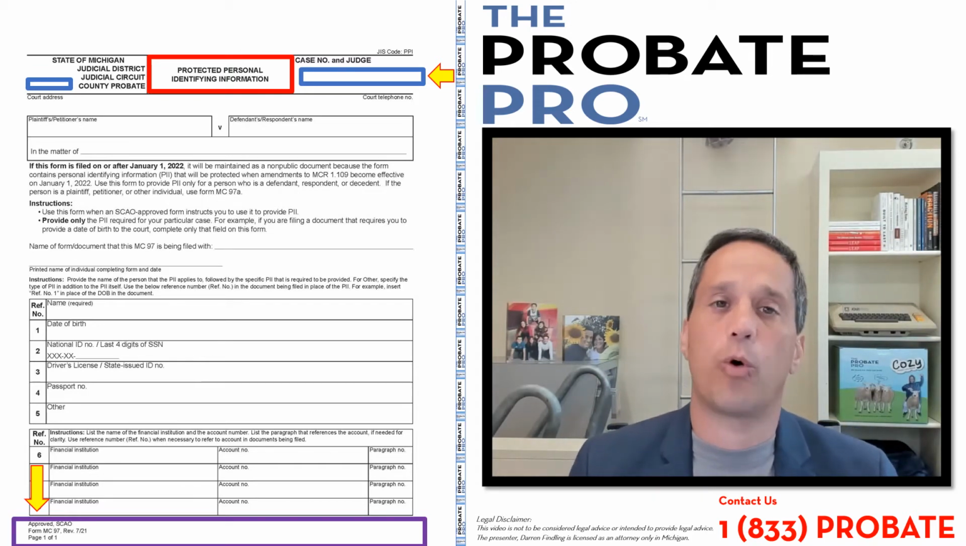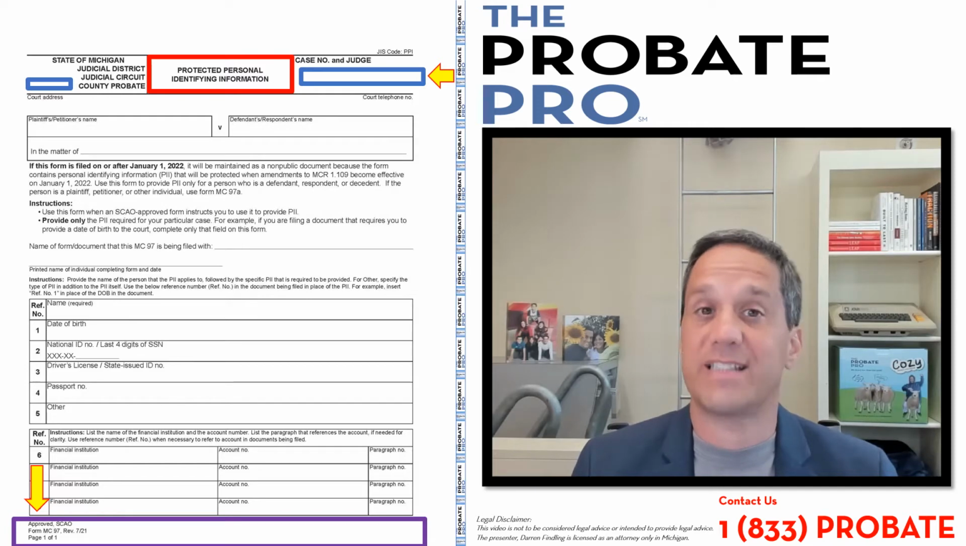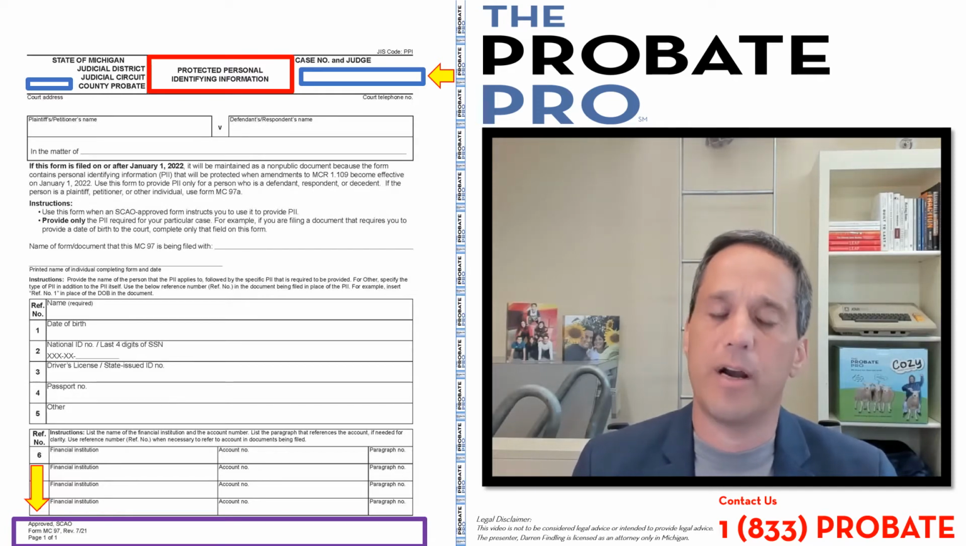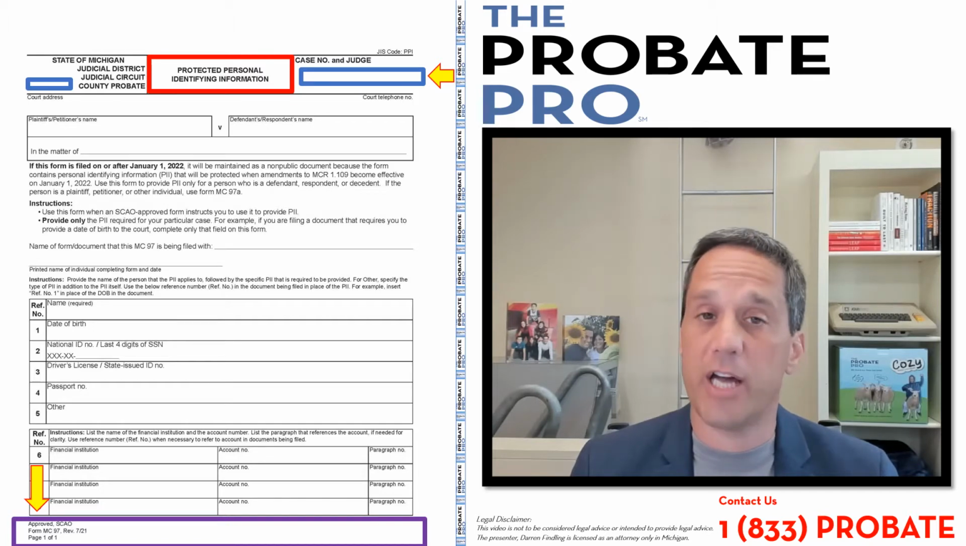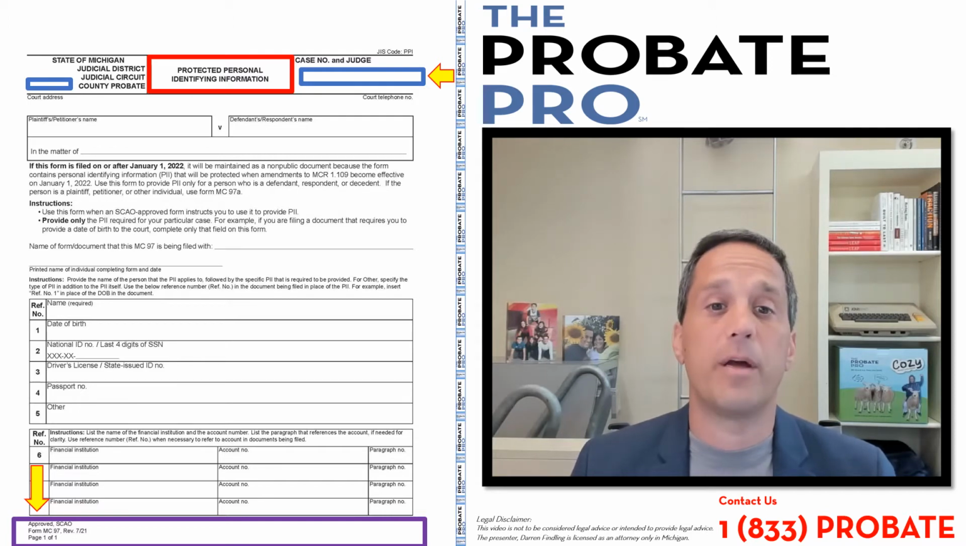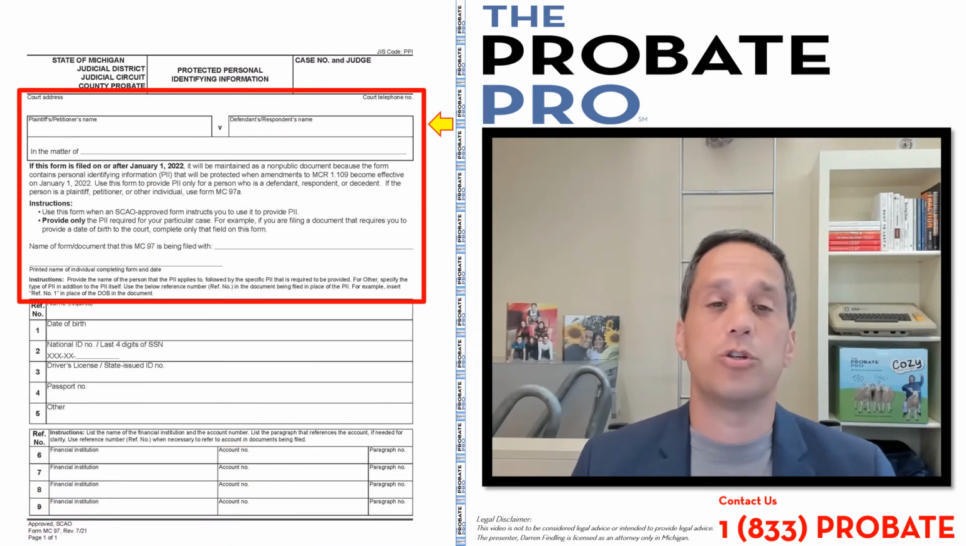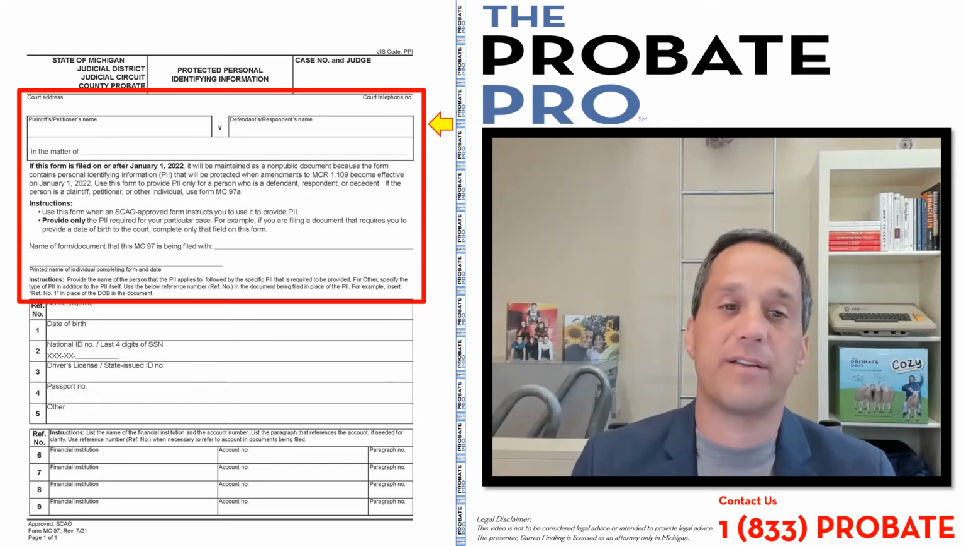In the top left corner, in the blue rectangle, is identification of the county. In the top right corner is the case number and the corresponding judge that has been assigned to the case. As we work our way through the form, the next part of the form that we're going to cover relates to, again, court address information.